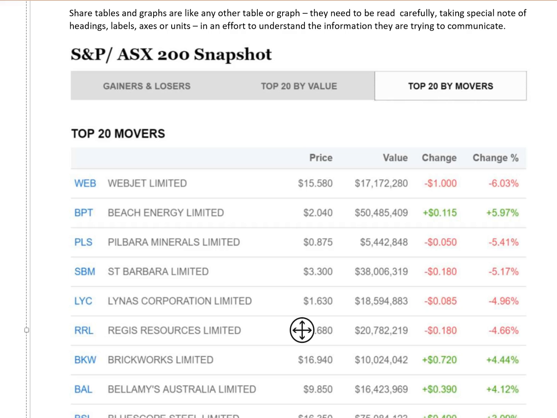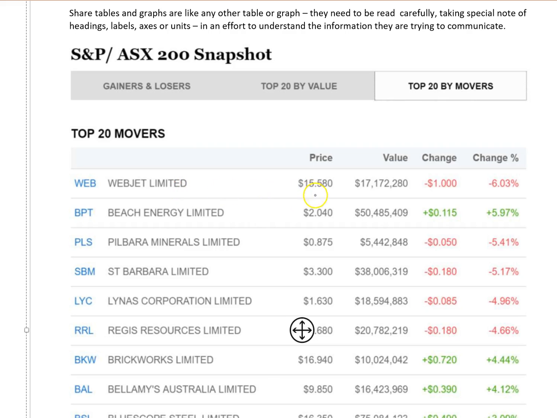could be presented. I guess this is a table, and this table is just, as it says, a snapshot of share prices across the top 20 movers. Now, what do they mean by that? They just mean the shares that have moved the most. Top movers would be the shares that have had the most significant change in price over a particular time. So I'll only read through one with you.